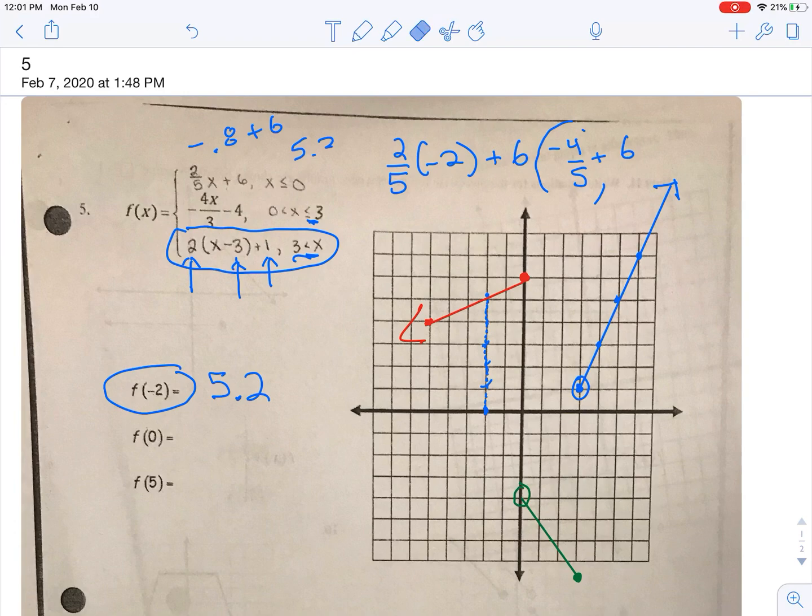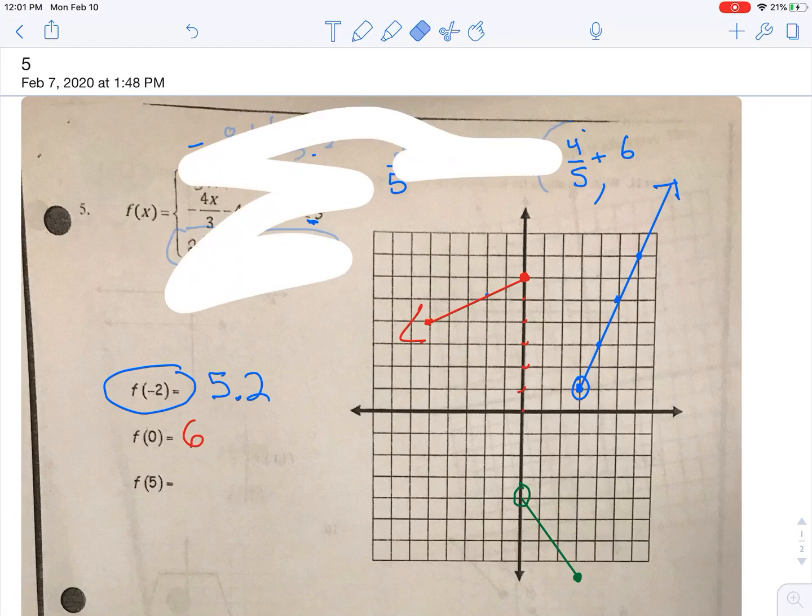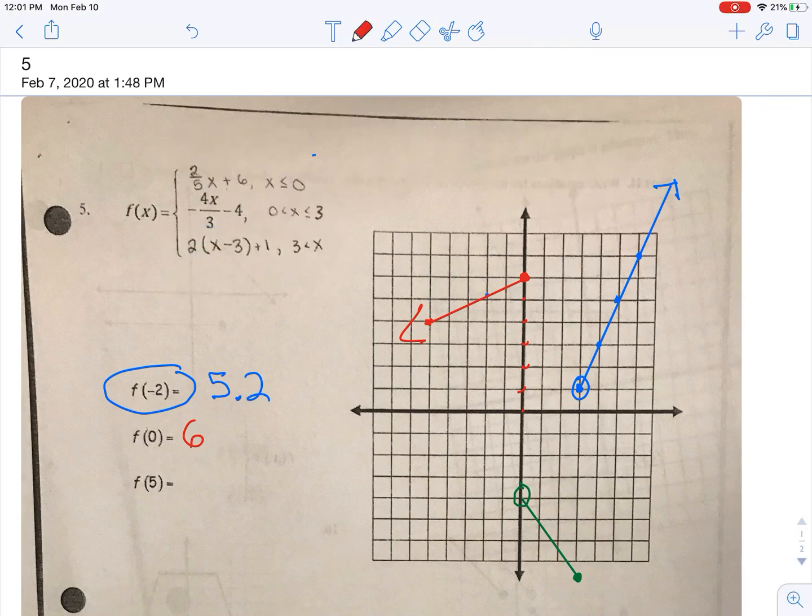All right, let's look at f of 0. Oops, I erased my red line. So for f of 0, I go up 1, 2, 3, 4, 5, 6. So f of 0 is 6. Just to make sure, I'll erase all this blue stuff. Just to make sure, I would plug in 0. And I would think, again, does it go in this one or this one? Well, since it's or equal to, it would go in this one. And if I put 0 here, 2/5 times 0 is 0, and 0 plus 6 is 6.